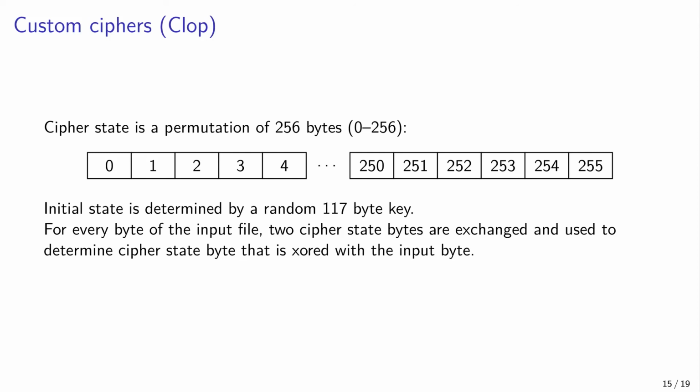Now the encryption works for every byte of the input file. 2 bytes from the cipher state are exchanged, and these 2 bytes are used to compute the final index of a cipher state that's actually XORed to the original file byte. And that continues for each byte of the input file. Note that contents of the file have no impact on the state of the cipher.